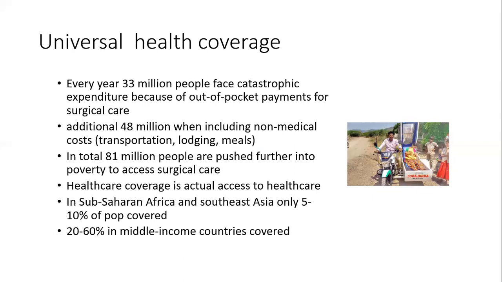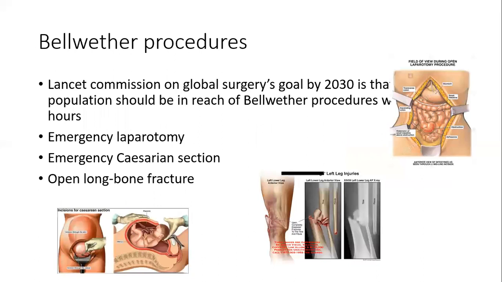And the rate is a little bit better in middle-income countries, which is 20 to 60%. The Lancet Commission says that 80% of the population should be in reach of bellwether procedures within 2 hours. These bellwether procedures are essential surgical operations. Everybody, so 80%, should reach these operations within 2 hours when they need it: emergency laparotomy, emergency cesarean section, and open long bone fracture.